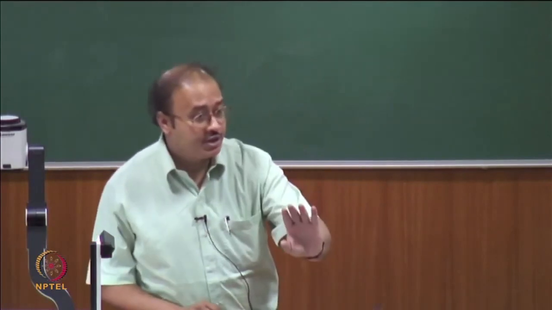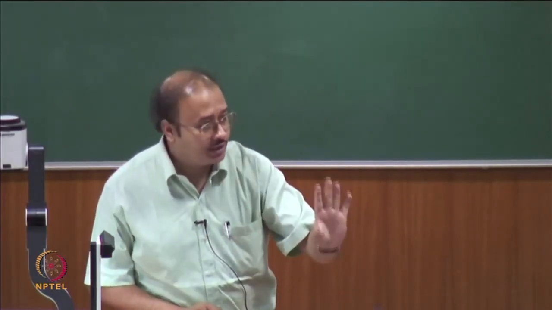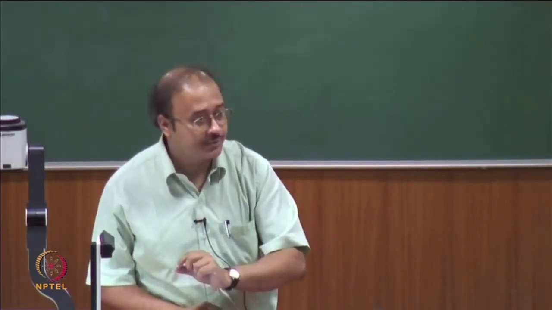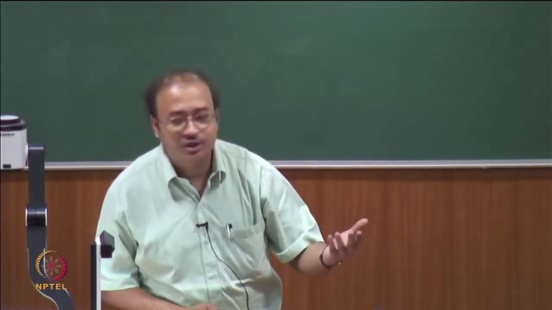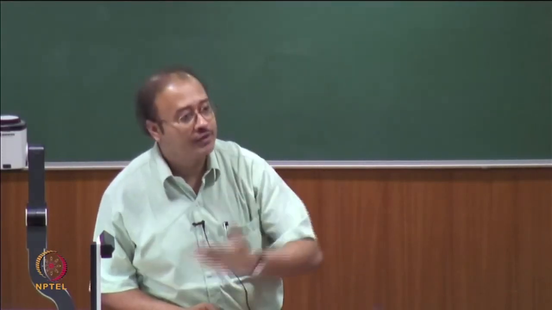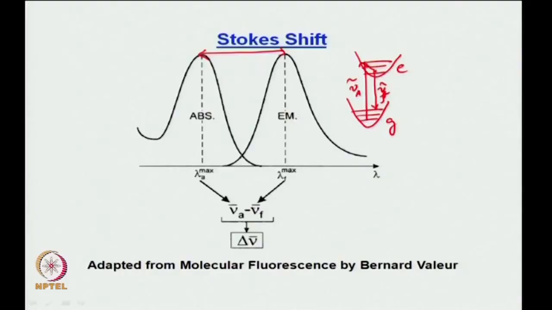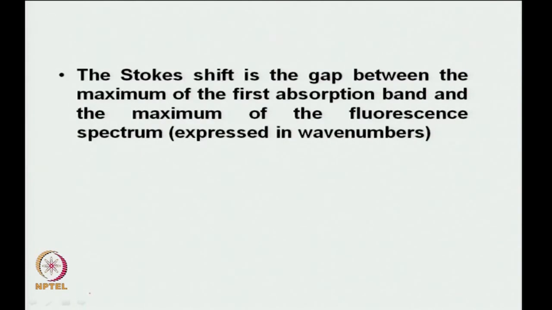So your emission is always at a longer wavelength than your absorption, right? That is your Stokes shift. That happens because of this. Now there are many other reasons why your emission can be at a longer wavelength than your absorption. Anyway, this is the difference, and this is the one you always have to keep in mind. First, the Stokes shift is the gap between the maximum of the first absorption band and the maximum of the fluorescence spectrum, expressed in wave numbers. So that is what I said.